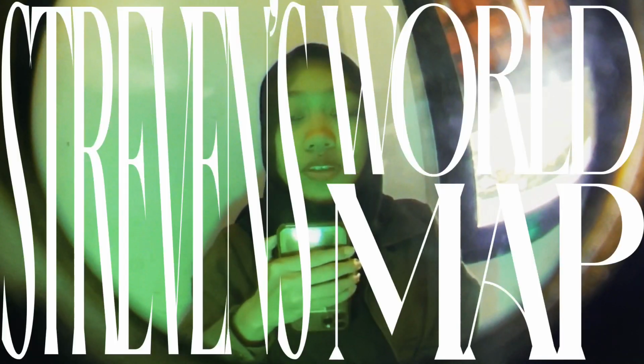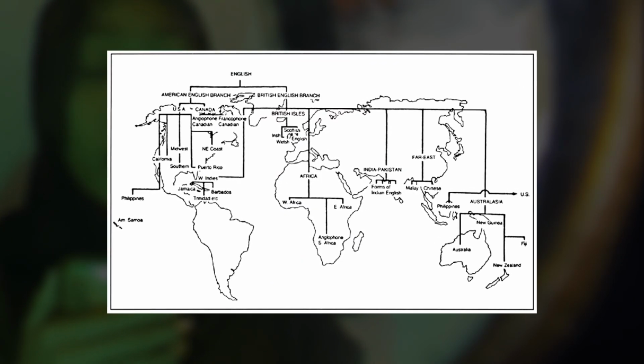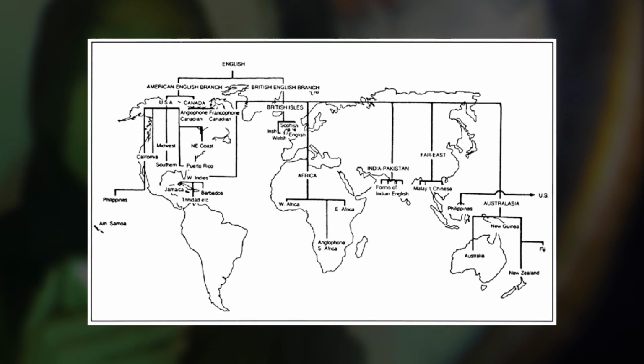There are several models and descriptions of the spread of English. The first and the oldest model is the Streven's World Map. The Streven's World Map is a map that shows the development of English varieties since American English became a separate variety from British English. Streven also observed how colonization affected the divergence of English language.